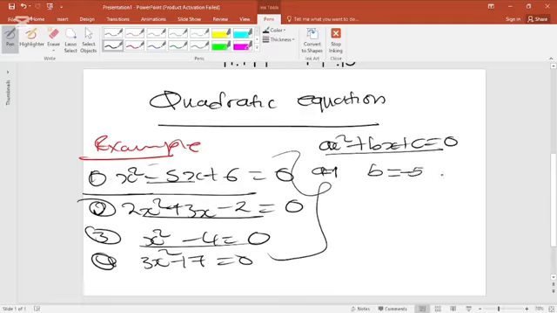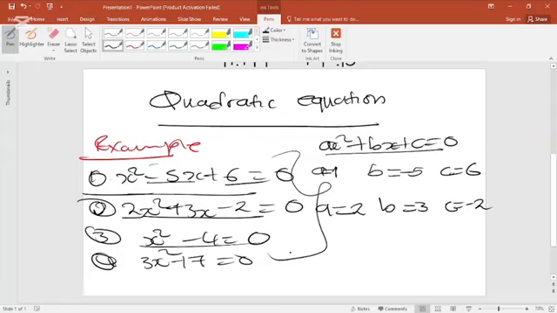Our C is positive 6. Okay, so let me just write this properly. Our C is positive 6. When we come to the other equation, we'll see clearly that our A is positive 2 and our B is positive 3, and our C is negative 2. Okay, our C is minus 2.